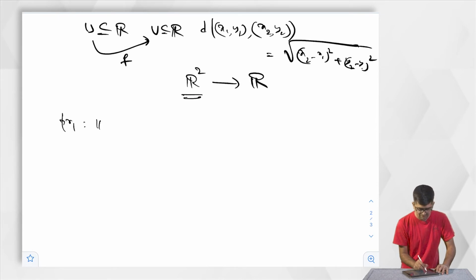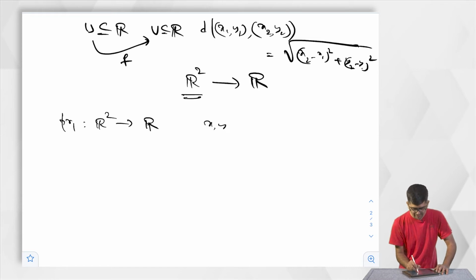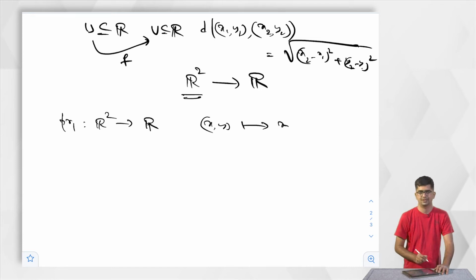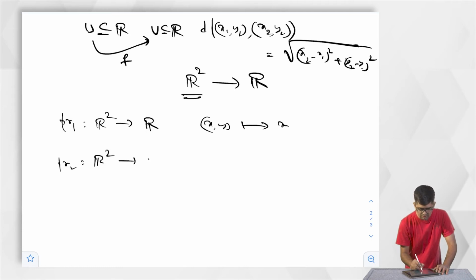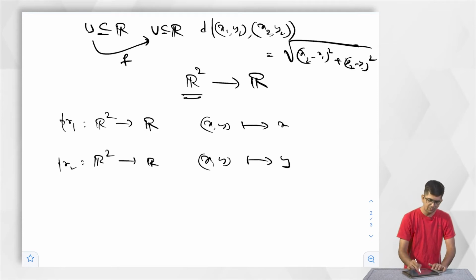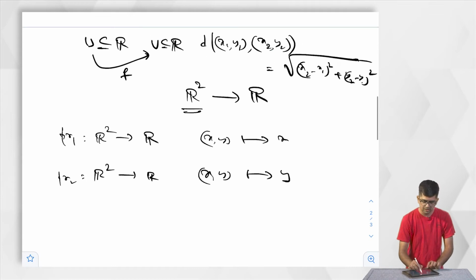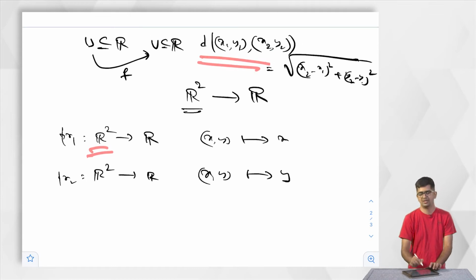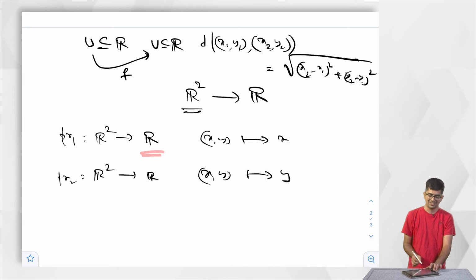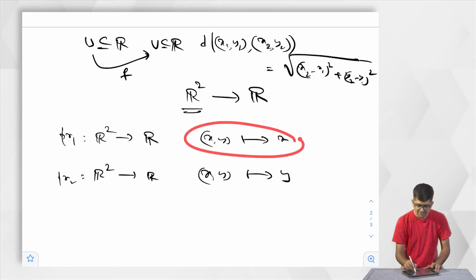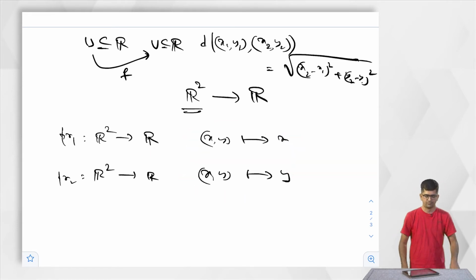Projection 1 from R2 to R. How am I defining that? (x, y) is mapped to x. Projection 2 from R2 to R, (x, y) is mapped to y. One obvious question is the following. Suppose we take this metric for R2 and the usual modulus metric for R. Do we know if these functions are continuous or not?